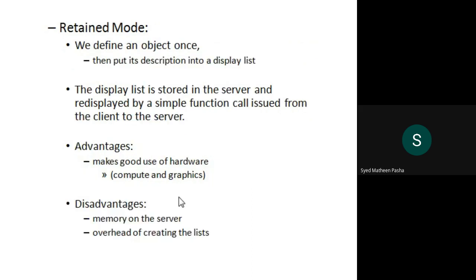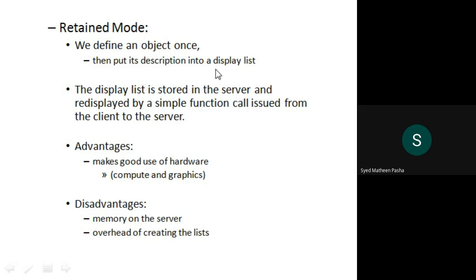So what is retained mode is, basically, we define an object once, then put its description into a display list. When this retained mode comes into consideration is, basically, after the definition of the object. That is, for defining an object, you have to explain something, right? That is, you have to give the details of the object, so that it can be described efficiently. So as we define some object, we have to put the description, which is actually displayed onto the display list. The display list is stored in the server and redisplayed by a simple function call issued from the client to the server.